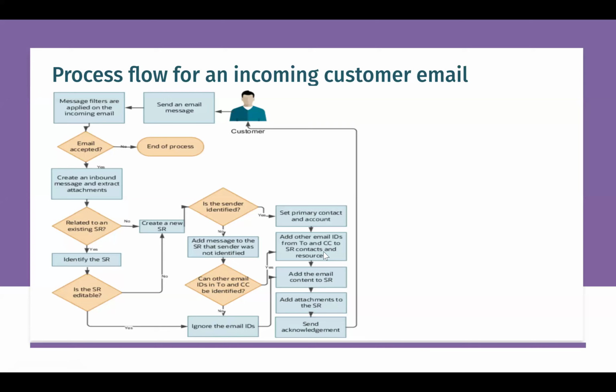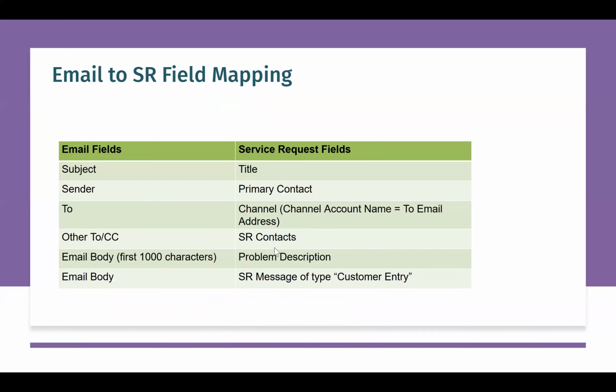So then it adds the resources, contacts, then attachments, content, all that, and then finally it sends an acknowledgement. The sender will be set as primary contact, and if there is an associated account to the primary contact, then the account field will also be mapped. This is the overall flow.